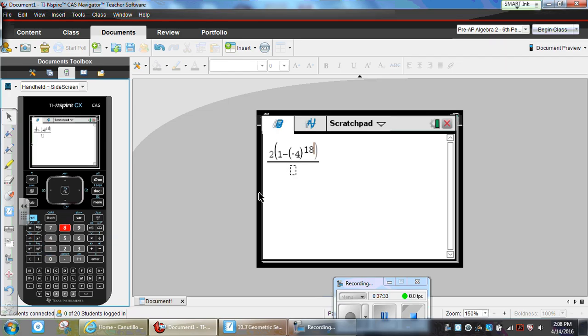So that will be 18. And then we can move to the denominator. That will be 1 minus, notice I'm using the big minus, and then parentheses, -4. Do you guys see the difference? Okay, and is that the same answer we have? Yes? Okay, good job, Ezekiel.